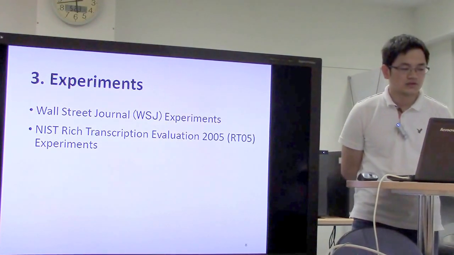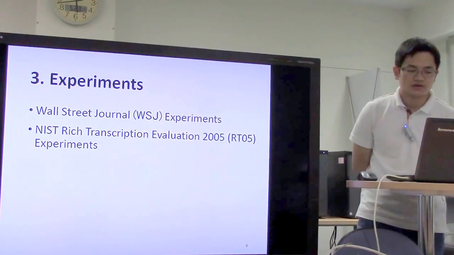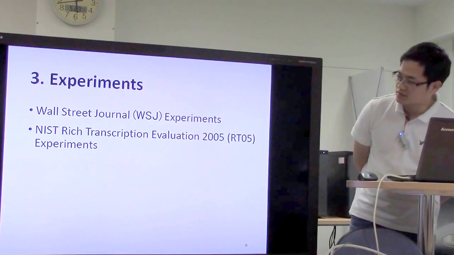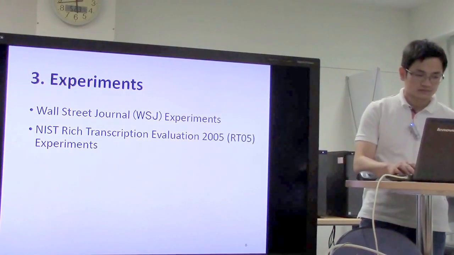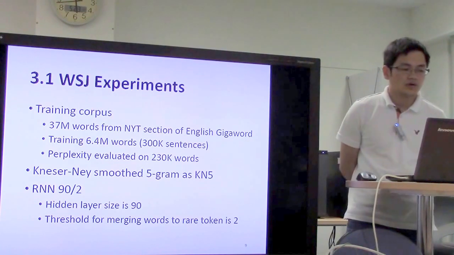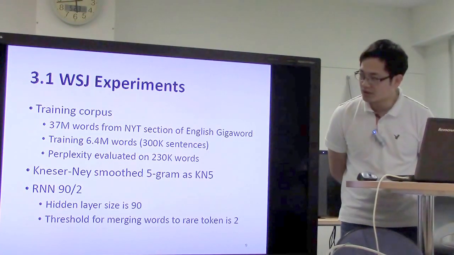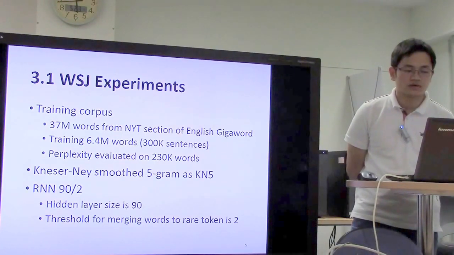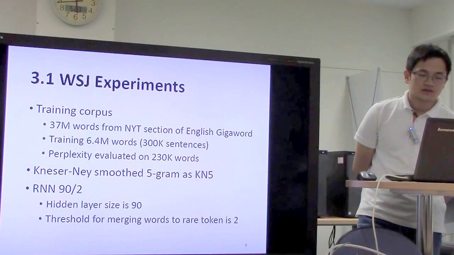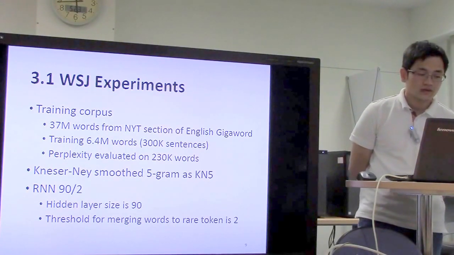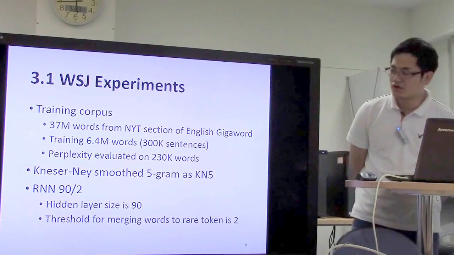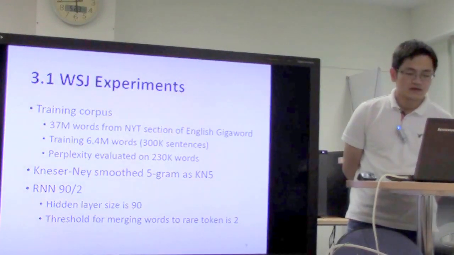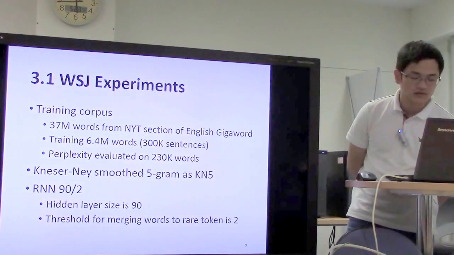So in the experiments, they use two data sets: the Wall Street Journal experiment and the NIST Rich Transcription Evaluation 2005 experiment. In the Wall Street Journal experiments, for the training data we have a corpus of 37 million words from the NYT section of the English Gigaword. But because the training takes a lot of time, they just trained with 6.4 million words. It is for the 3,000 sentences, and perplexity is averaged on the test words.